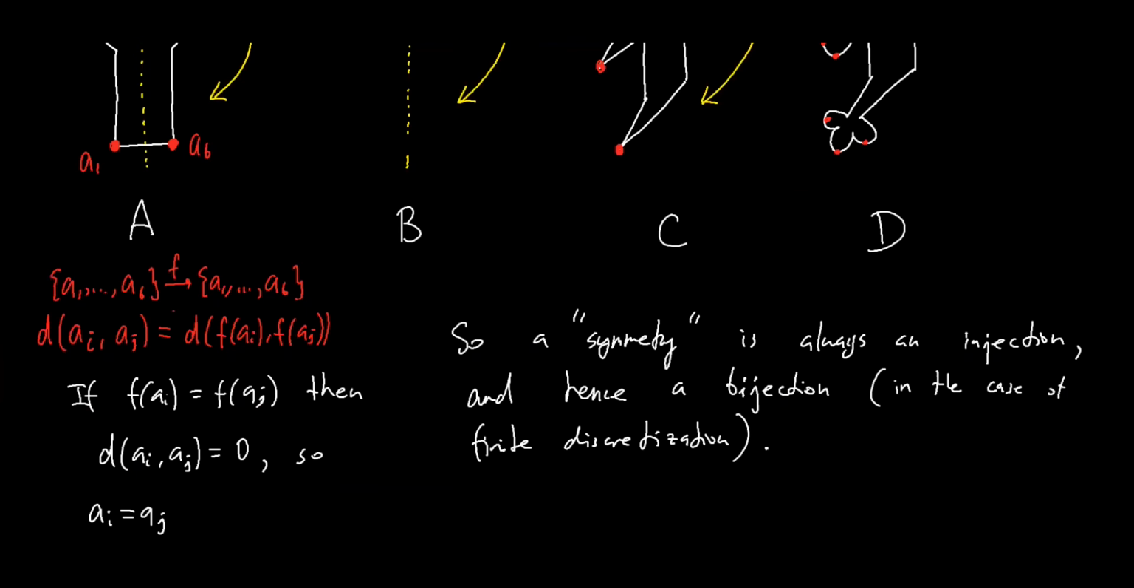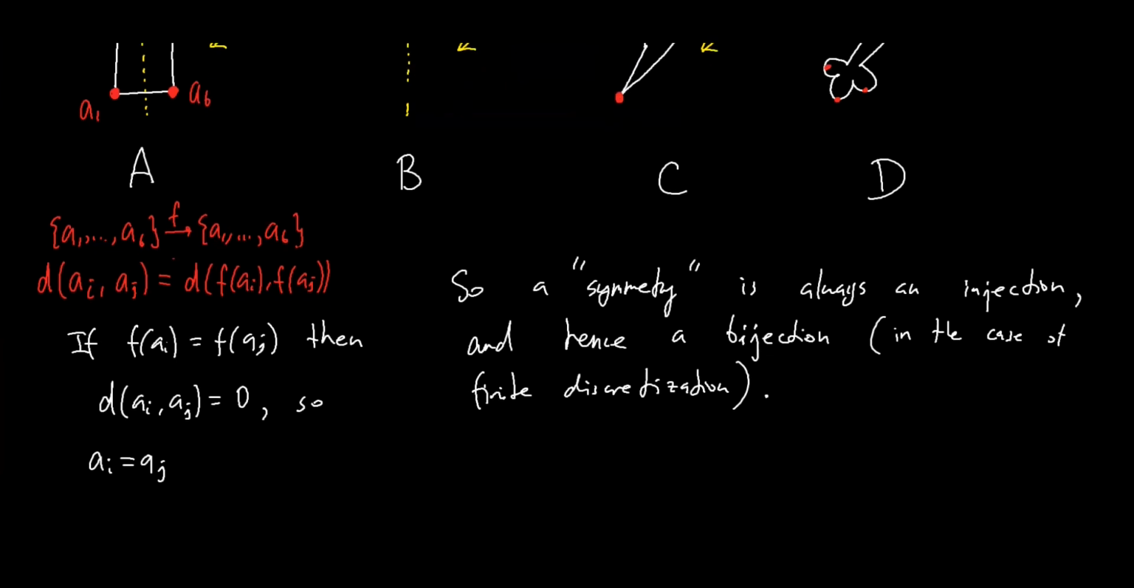In fact, you can try maybe on your own to have any bijection from a finite set to itself, and then you can draw distances in such a way that this bijection becomes a symmetry, and that's not difficult to do.